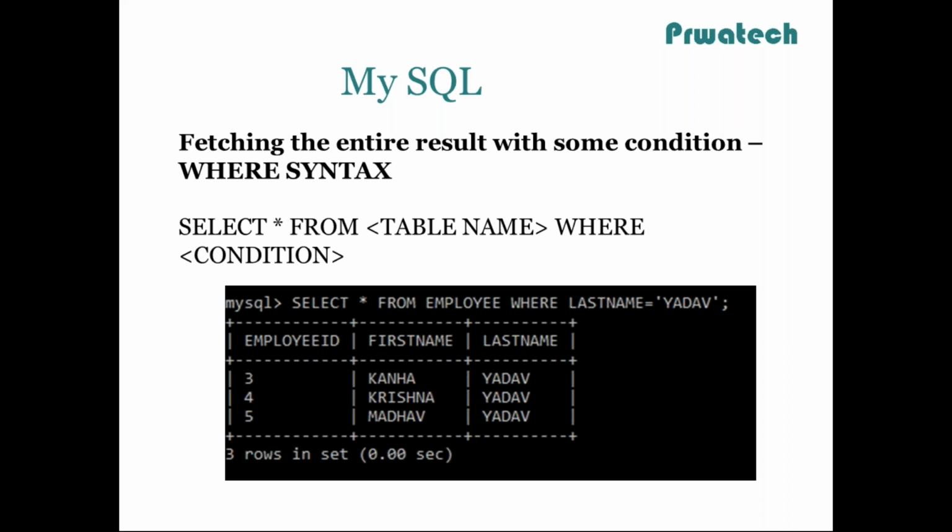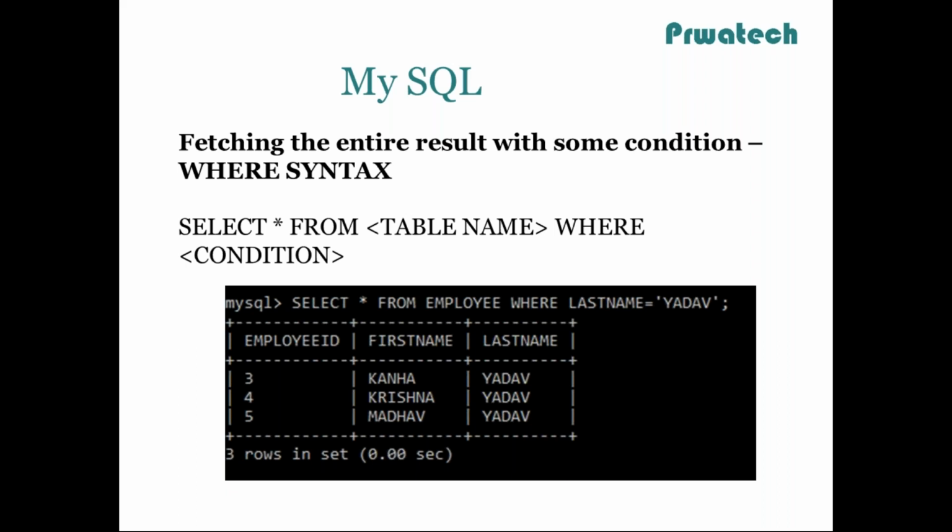As the screenshot shows here, we have written the code as SELECT star FROM employee, which is the name of our table which we had created, then WHERE last name is equal to 'Yadav' within quotations, because the data type is varchar, followed by a semicolon. The moment we do that and hit the enter button, the records where the condition is satisfied are shown. The condition which we have put here is Yadav.